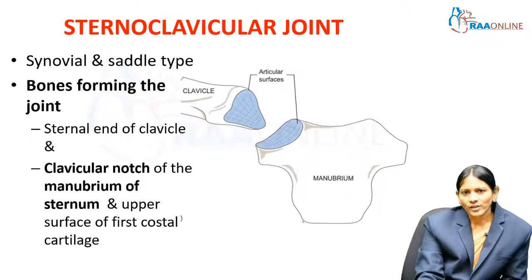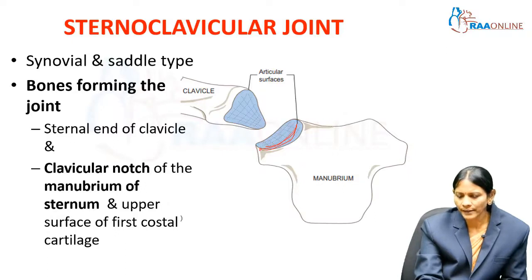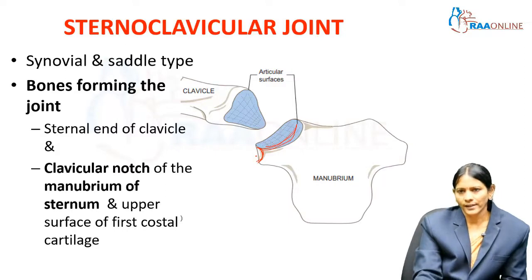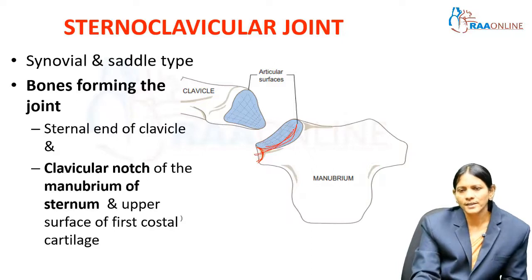What is sternoclavicular joint? It's very simple. The name itself says it's an articulation between the sternum and the clavicle. Which part of the sternum? We know that the sternum has the manubrium. In the manubrium, there is a clavicular notch. So, it is the clavicular notch of the manubrium, the sternum, and the adjoining area where the first costal cartilage articulates. So, this is the area of articulation for the sternal end of the sternoclavicular joint.